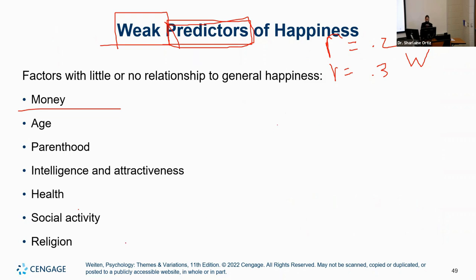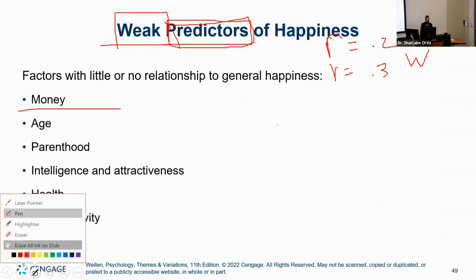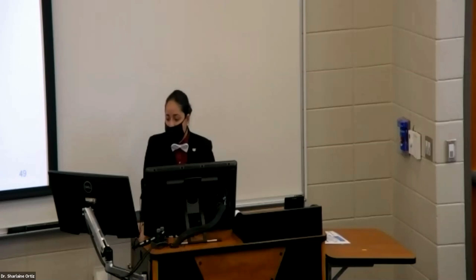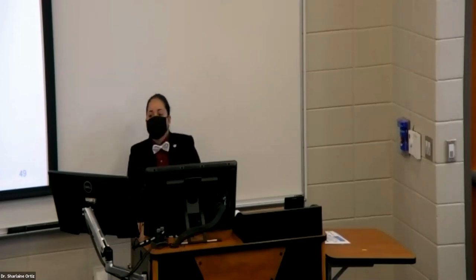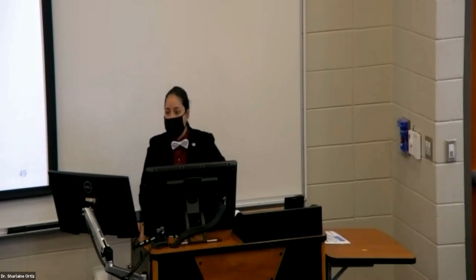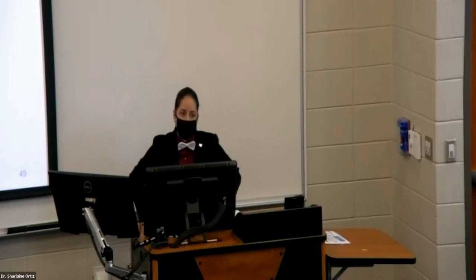Money is a weak predictor, right? For general happiness. People can only make so much money until money doesn't matter anymore, right? So a lot of people say, well, what's that song by Ariana Grande? Whoever said money didn't solve their problems must not have enough money to solve them. I love that song, by the way. I love it. But notice that that is incorrect. Why is that incorrect? Because money can only help so much.